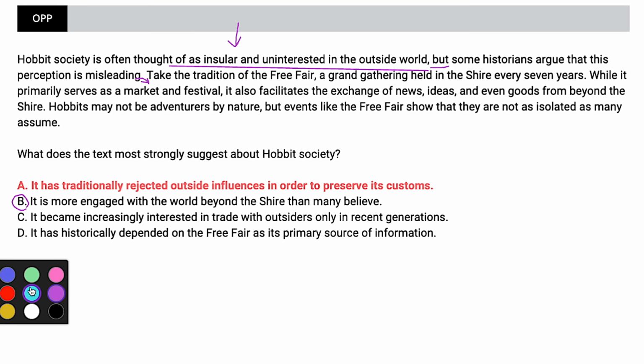So A is the opposite of this, saying it has traditionally rejected outside influences. And this, again, might be tempting because if we see this part and we don't notice the negating "but," we run into this issue where we think we've found our answer. So be on the lookout for opposite answers as well.